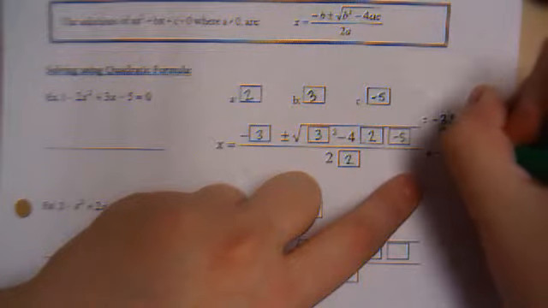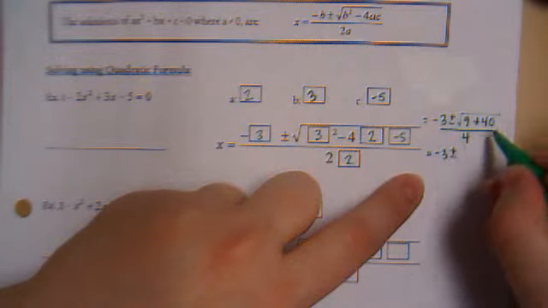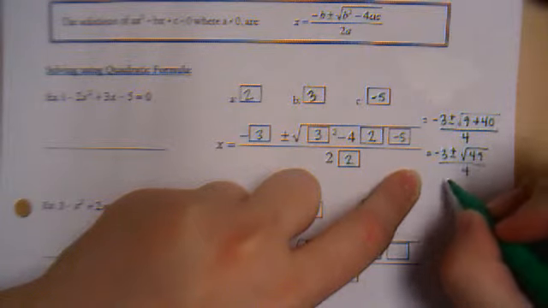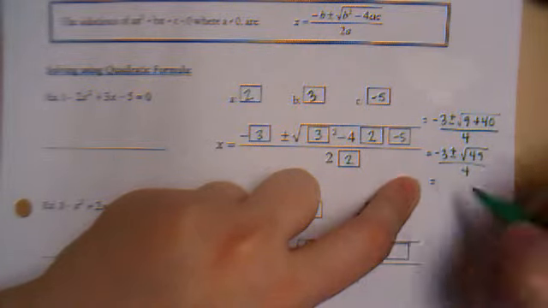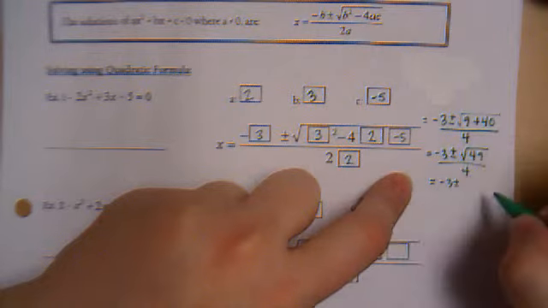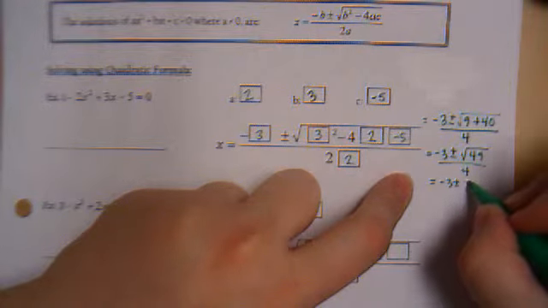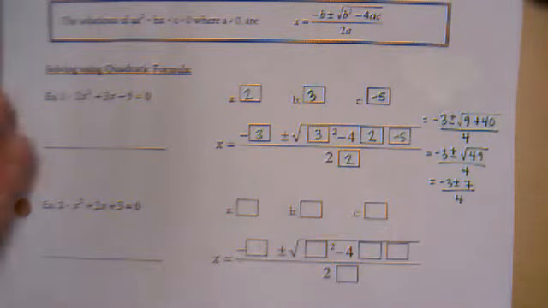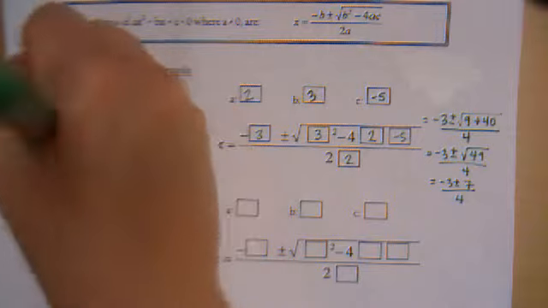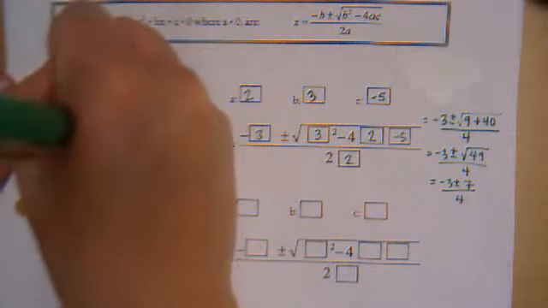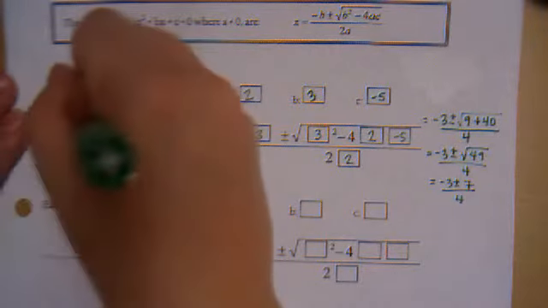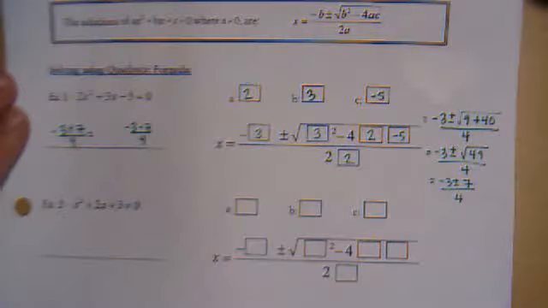Okay, we keep going. Negative 3 plus or minus 9 plus 40 is 49, divided by 4. Okay, so then we have negative 3 plus or minus, well, the square root of 49 is 7, because 7 squared is 49, divided by 4. Once we get here, we go over here to write our solution. So I'm going to separate it. I'm going to have negative 3 plus 7 divided by 4, and negative 3 minus 7 divided by 4.